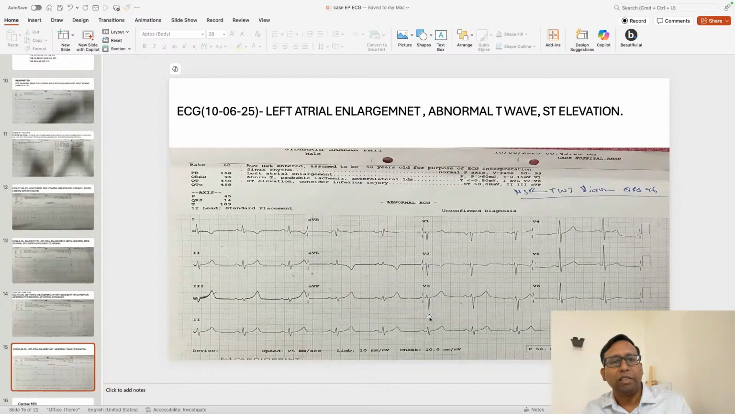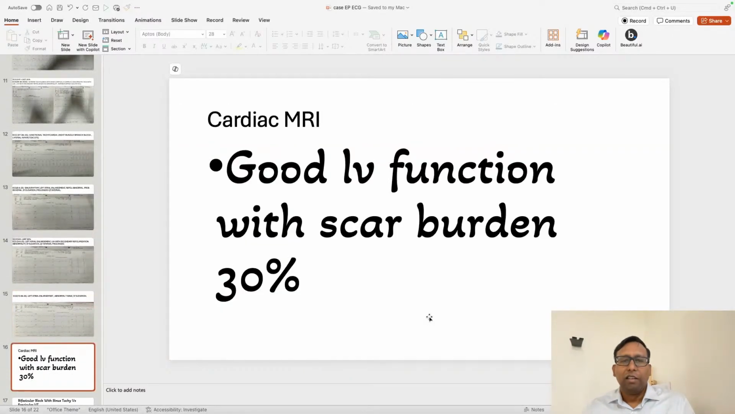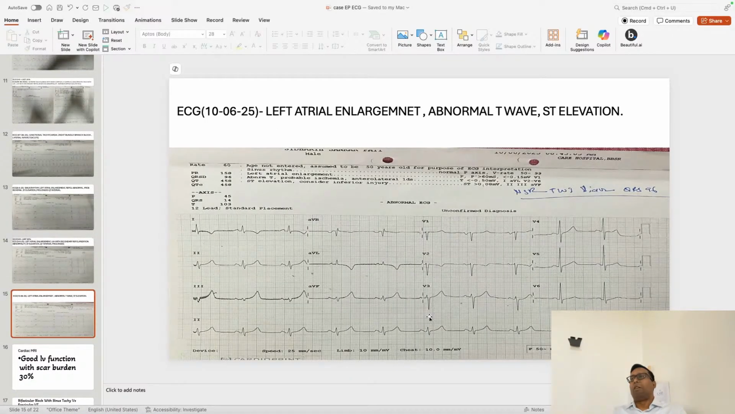Now the same patient, this is sinus or VT? Sinus rhythm. Good. Now, this patient came to our hospital and he had a plan of two things. One was PET CT and second was cardiac MRI. Cardiac MRI for scar burden. We want to see whether any scar is driving this VT or not. Okay? Is it possible or not?